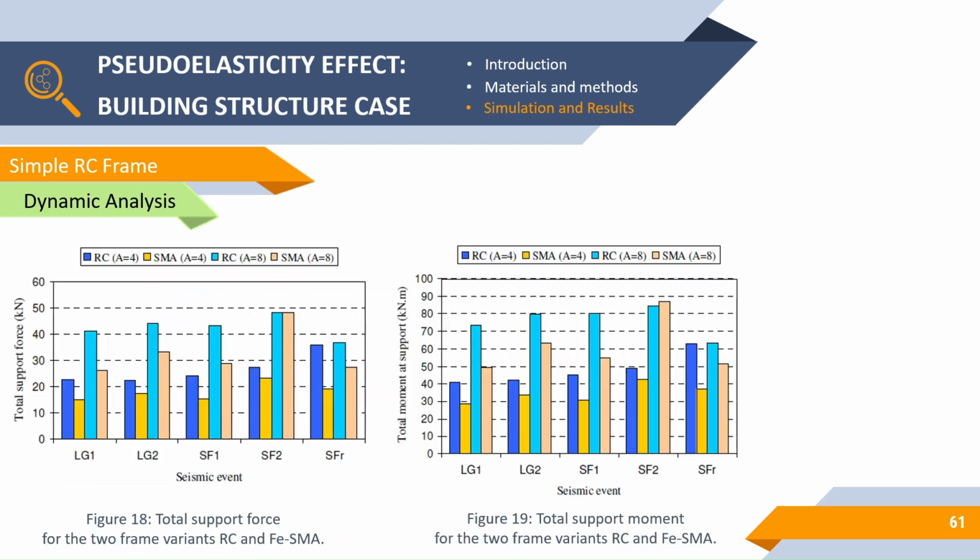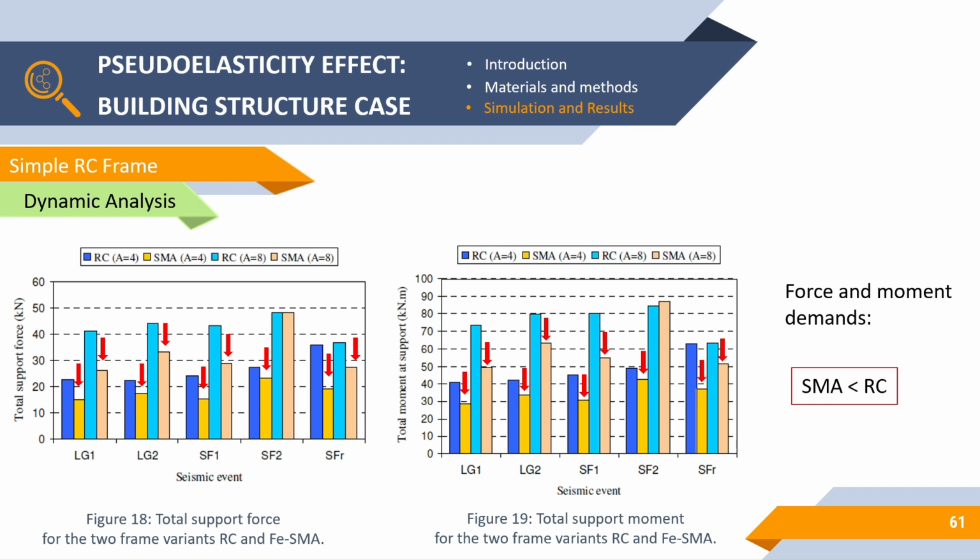Now, for the dynamic analysis, Figure 18 and Figure 19 present the total support force and moments, respectively, for the 2 frame variants, and their 5 different ground motion events. As you can see, for both seismic accelerations, A equal 4 and A equal 8, the force and moment demands for the shape memory alloy variants are generally lower than those of the reinforced concrete variants.